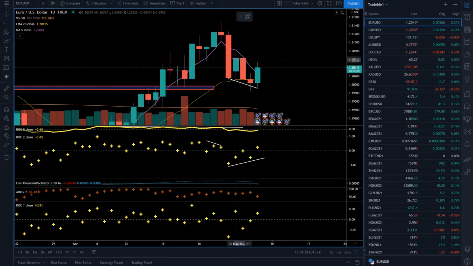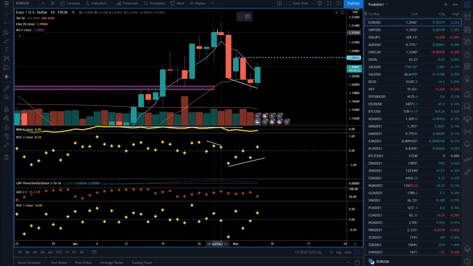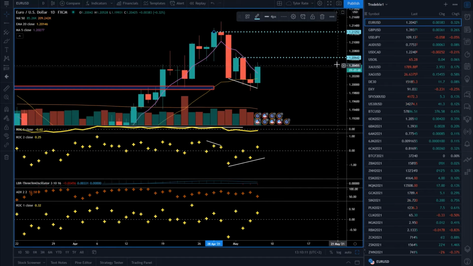My advice is to watch for buying opportunities with an eventual first upside target at 1.2065, and then watch for the next bigger upside target, if you try to play for a swing trade, all the way up at 1.2125.